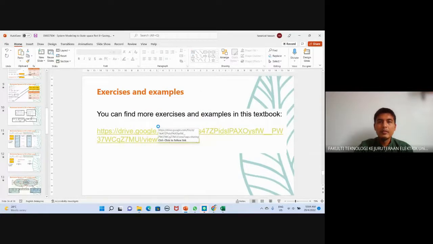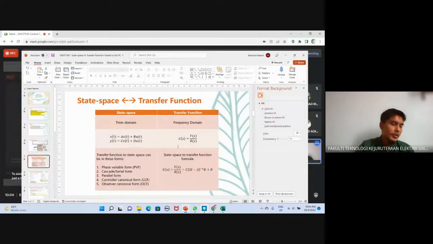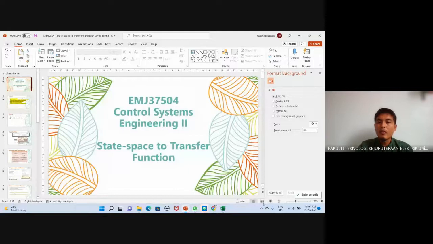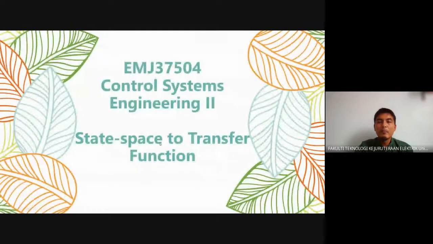Okay, so now for today, I will focus on converting from state space to transfer function. Now we already know the system when converted to the state space. Now we want to find the relationship between control 1 and control 2: state space, control 2, transfer function, control 1. So we need to find the relationship between these two.